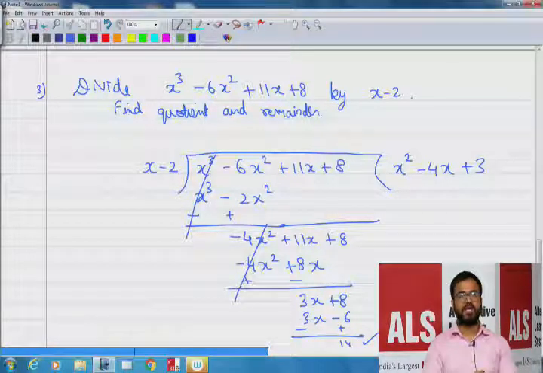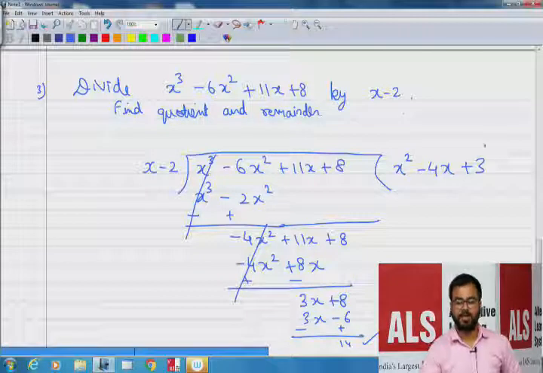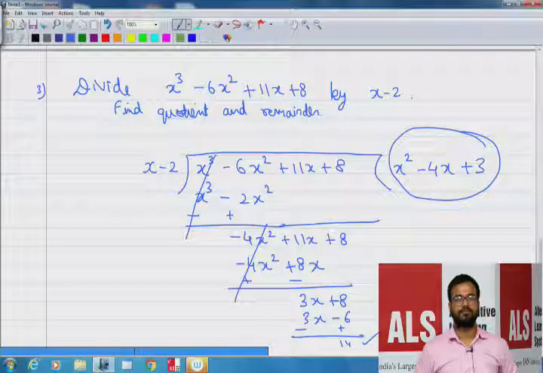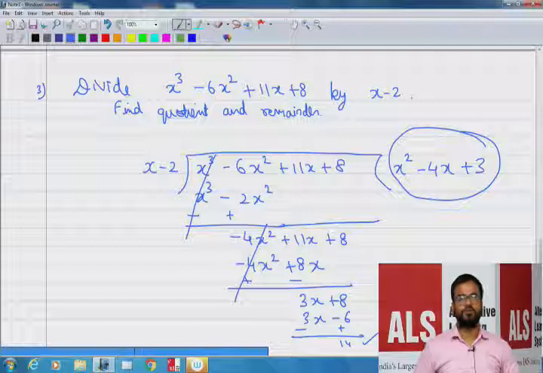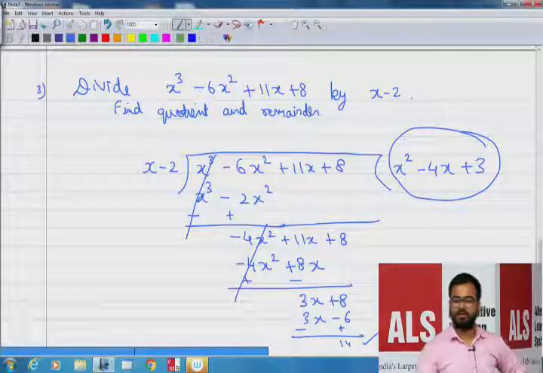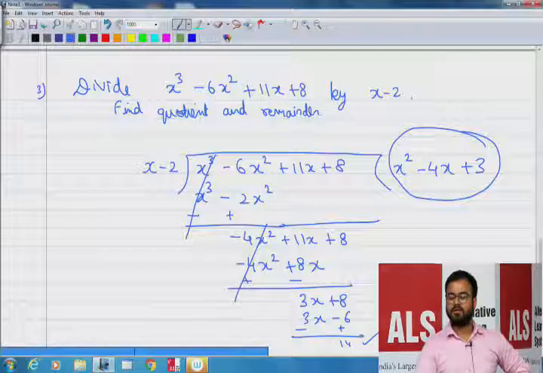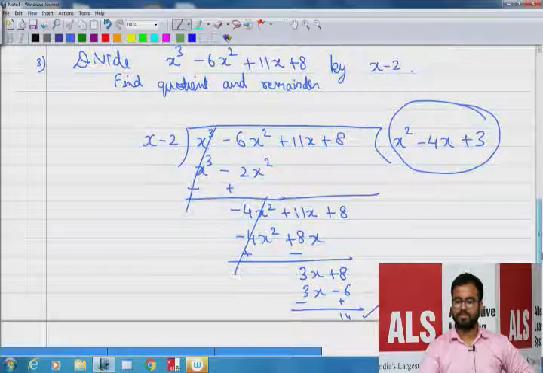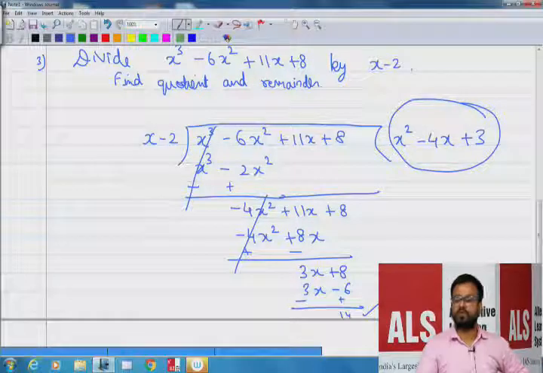So the remainder is 14 and the quotient is x square minus 4x plus 3. This is the quotient and 14 is the remainder. I hope all of you got it. Tamenglong, Kohima, Itanagar, Tetso, are you getting it, all of you?